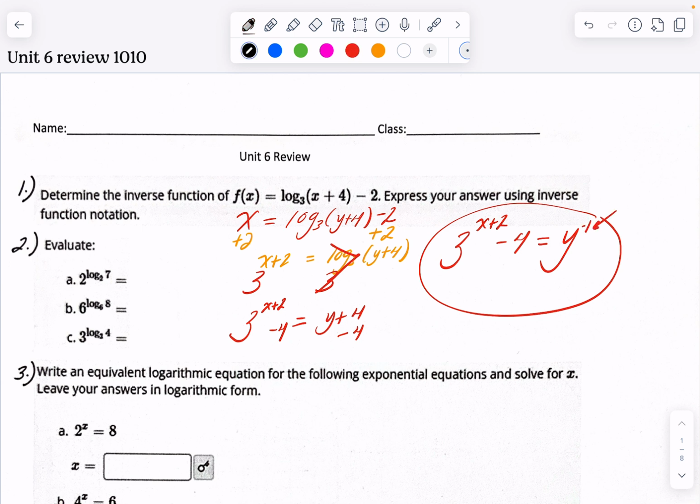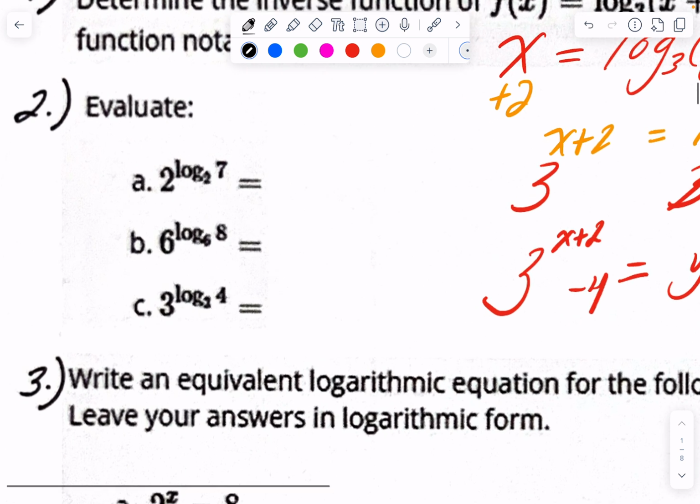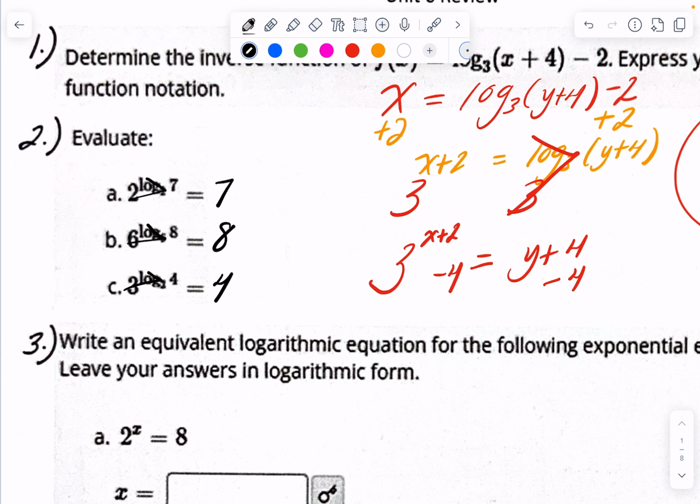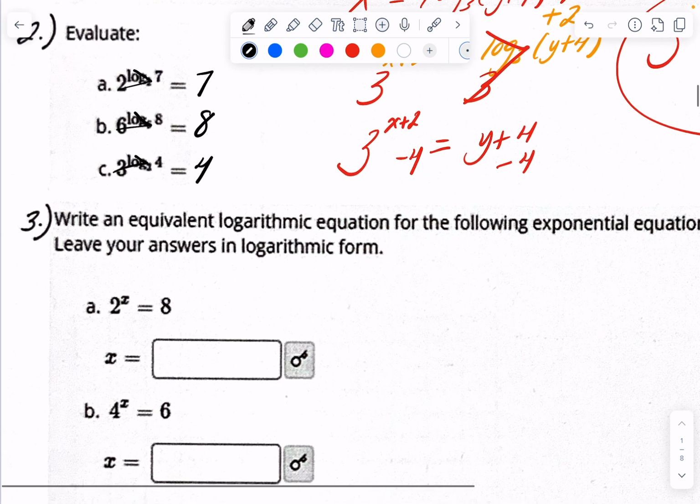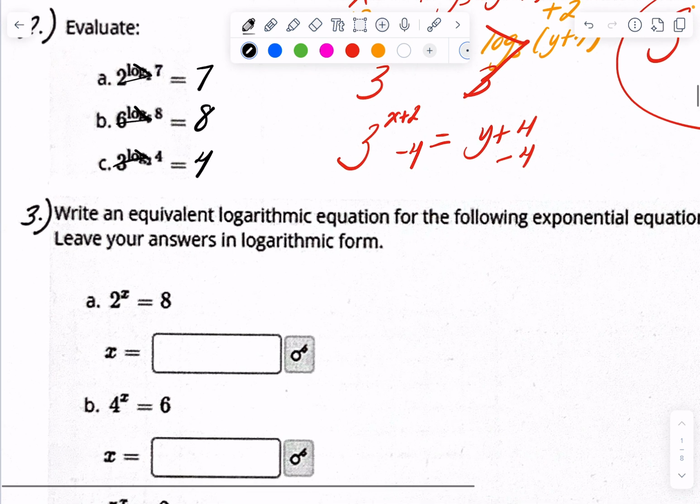It says evaluate. So evaluate means calculate. If you have a base 2 raised to a log base 2, it cancels out, you get 7. Base 6 raised to the log base 6 cancels out, you get 8. Base 3 raised to the log base 3 cancels out, and you get 4. As long as they're the same log base and base, they'll cancel out.